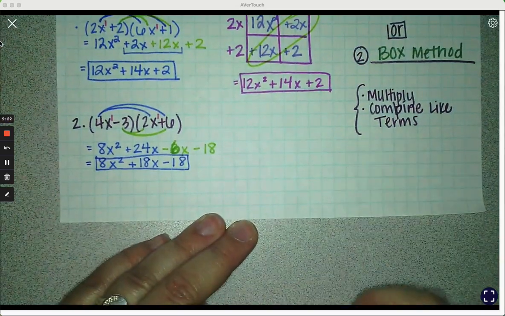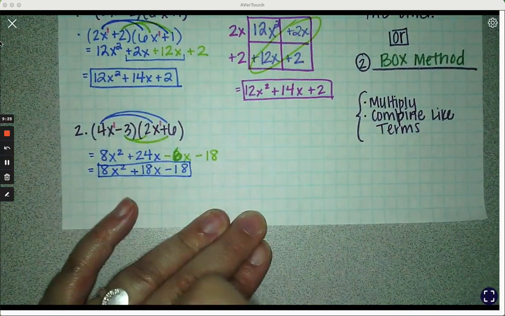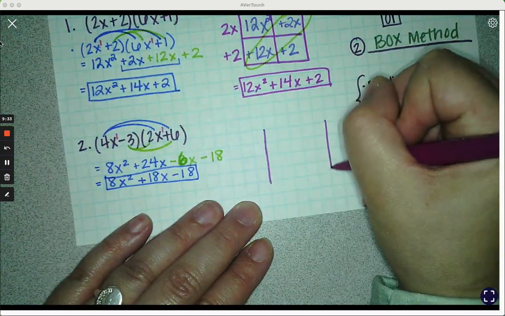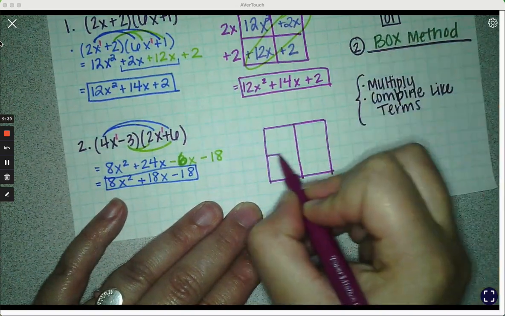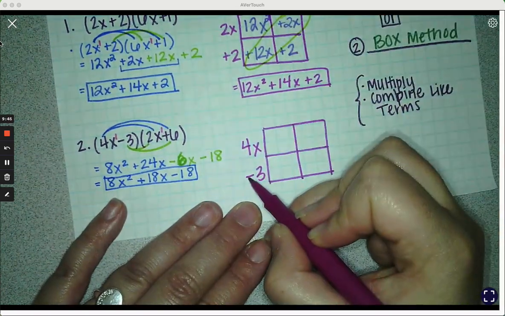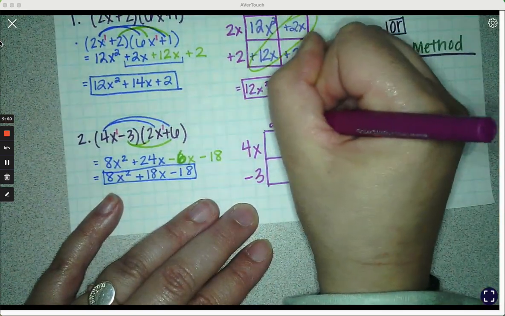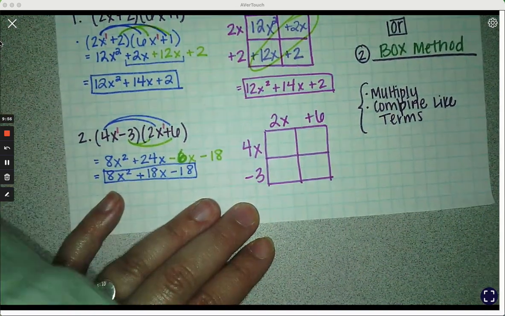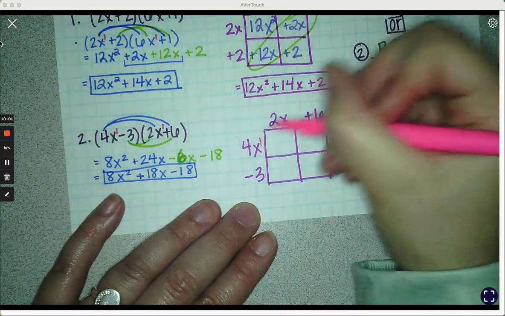And for the box, we're still going to do a 2 by 2 because these are binomials. So 4x minus 3. And notice I did keep the minus there, so that way I remember that that's a negative 3 when I multiply. 2x plus 6. Remember your exponents.